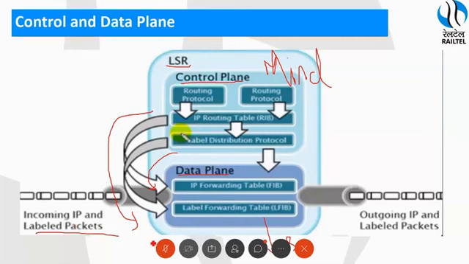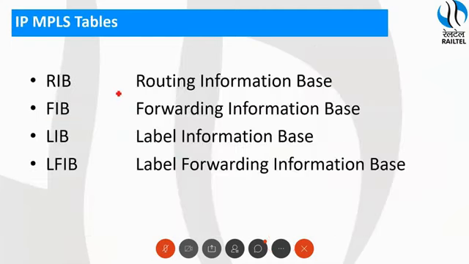So this is an overview of where the tables actually reside and how the switching happens, how the incoming packets, which are IP packets or label packets, move through the control plane and data plane of the label switch router, and give an outgoing IP or an outgoing label packet. This is just an overview to differentiate between the control plane and the data plane of a label switch router. Moving forward, we will now be discussing in detail the IP MPLS tables.